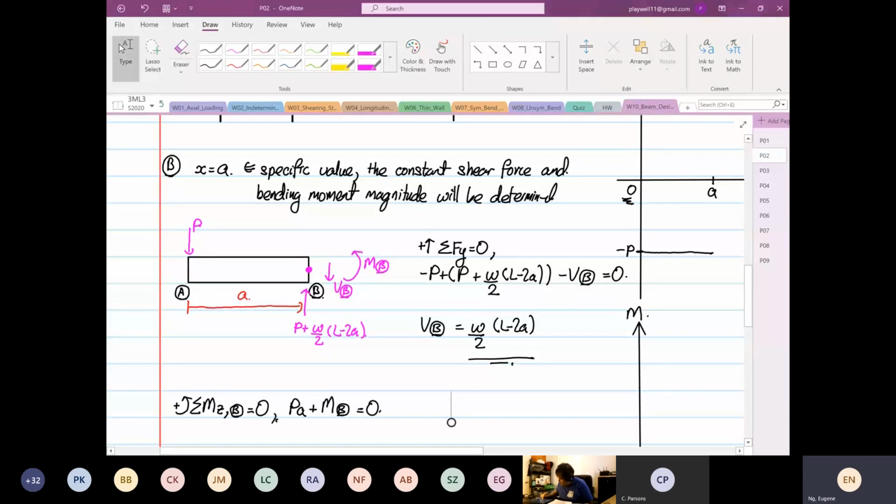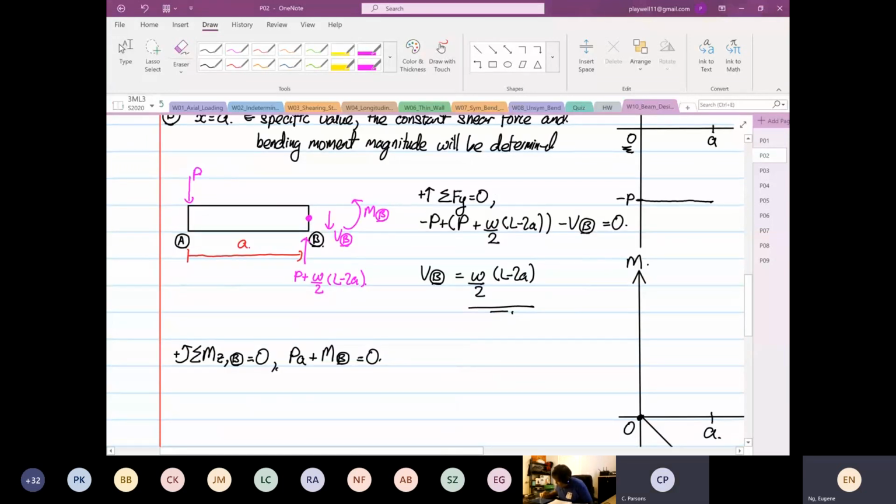So M at point B, Eugene, can you scroll down a bit? Scroll up.